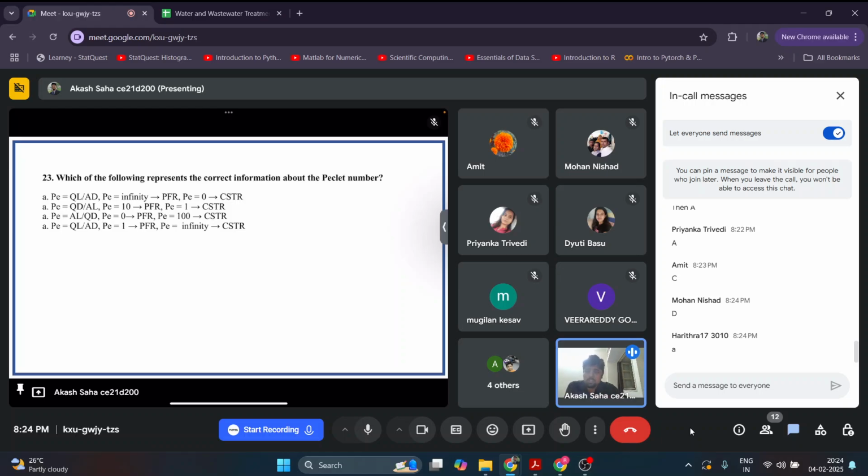Next question. Which of the following represents the correct information about the Peclet number? So there is something called the Peclet number, and we have some information given. P is equal to QL by AD, or QD by AL, or AL by QD. So various combinations are given. You have to find out which is the correct one. And P is either infinity, 10 or 0 for PFR, or P is 0, 1 or 100 for CSTR. So you have to tell me what is the correct information about the Peclet number. First option, anyone else?